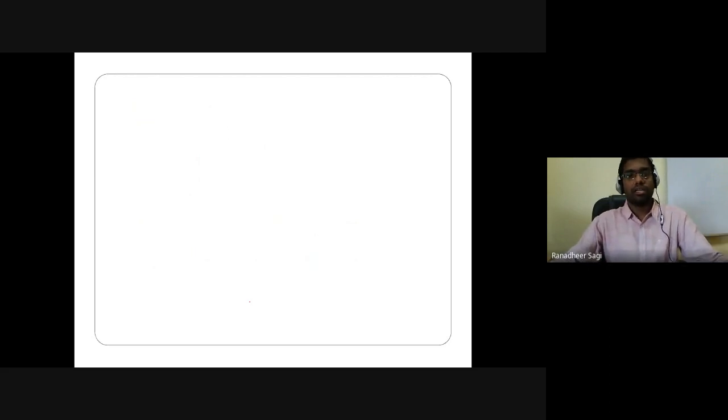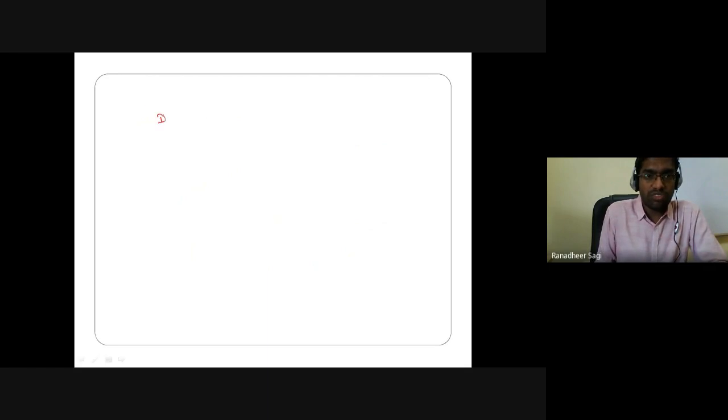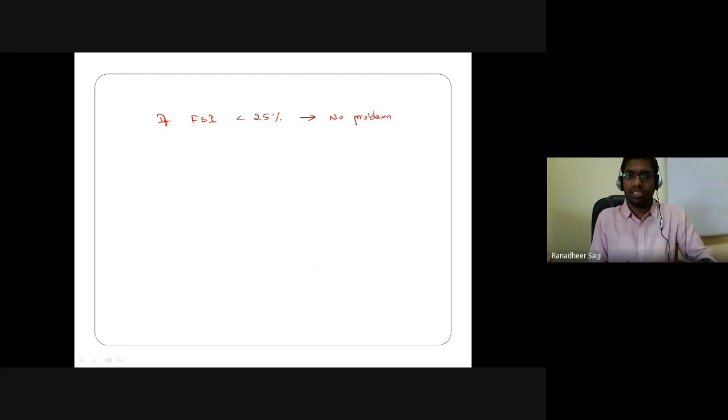And once the free swell index value is known, depending on this ratio, if the free swell index value of that particular soil is less than 25%, then we say it's not at all a problematic soil. Though there is slight swelling, a slight increase in volume, in that soil, that swelling nature is relatively considered to be non-problematic.